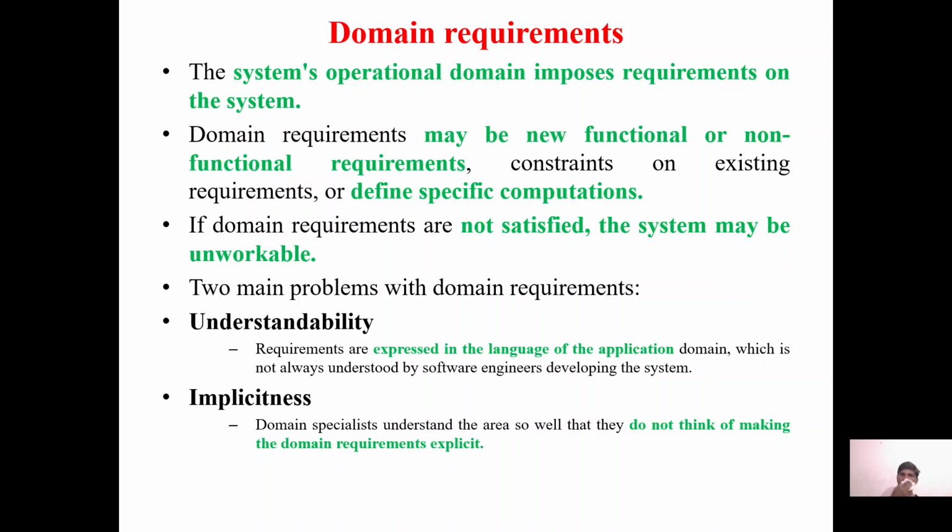So this is about domain requirement. It imposes the domain requirements on the system. There are two main problems with domain requirement. One is understandability, another one is implicitness. So these are the two problems in domain requirements.